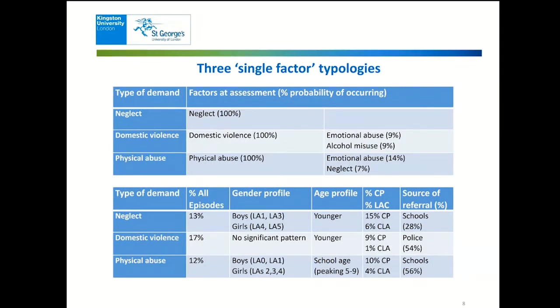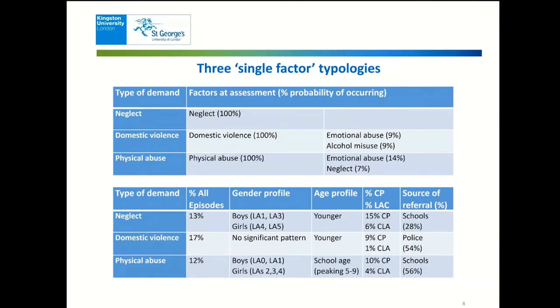And the main source of referral, these were often being referred by schools. And of these neglect cases, this neglect on its own category, about 15% would go through to child protection, and about 6% would result in some form of a child looked after episode.